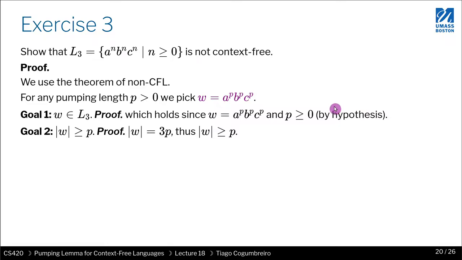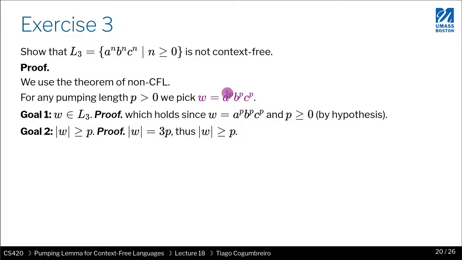So let us try to prove that our language of exercise 3 is not context-free. To be able to do this, we're going to pick n to be the pumping length p. And that is basically to give us a way to constrain what the middle part could be. And the middle part is the x in the middle and then uv in the sides.